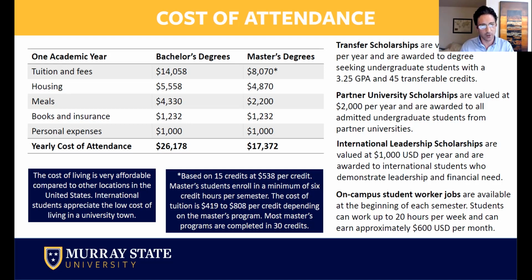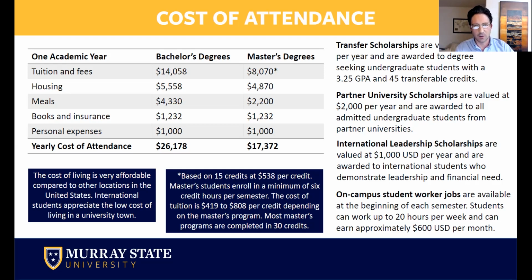Studying in the US is expensive, and so what we have tried to do at Murray State is we've lowered our tuition for international students. Actually, international students at our university pay the same tuition that American students pay. So this is something that is very attractive for international students. You can see here for the bachelor's degree students, the tuition is $14,000 per year. Housing, you have housing and unlimited meals.